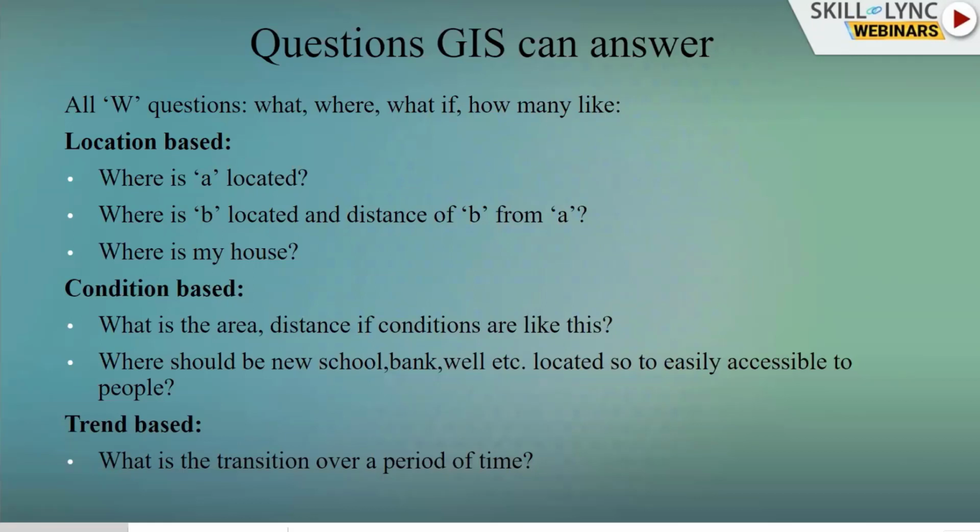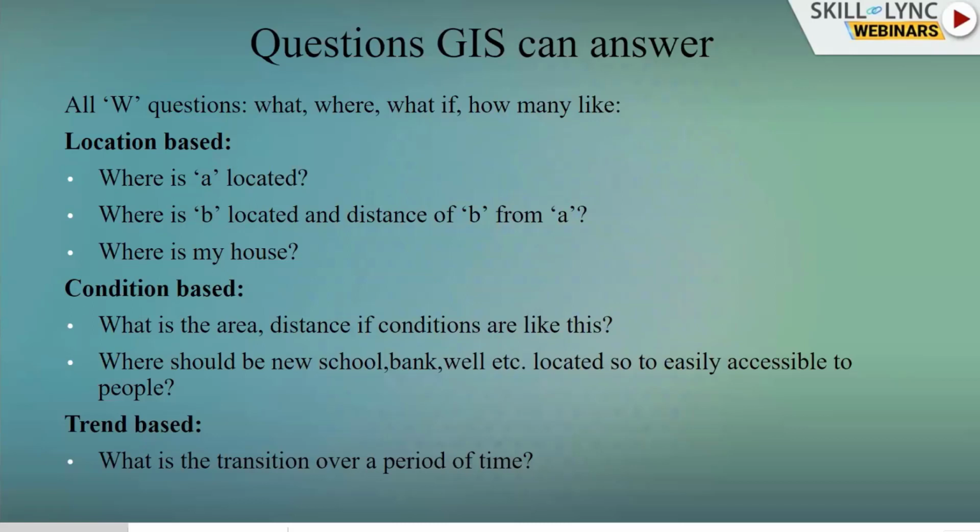Now another query can be condition-based. It can be answered like, what would be the new location for a particular facility? Suppose planners are working on building a new school, ATM, bank, etc. With the help of GIS and using many layers, they can find out the exact location. So that can be answered using a condition-based query. Then another one is the trend-based query.